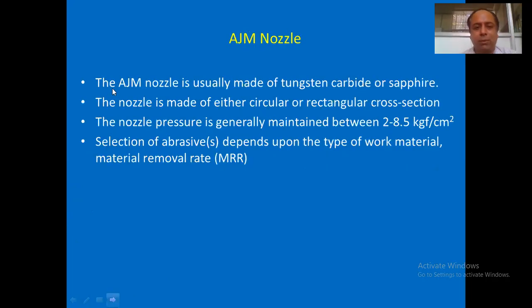The AJM nozzle is a very special part. The AJM nozzle is made of tungsten carbide or sapphire. These are the materials. The nozzle has either a circular or rectangular cross section; both can be used. The nozzle pressure is generally maintained between 2 to 8.5 kgf per centimeter square. The selection of abrasive depends upon the type of work material.